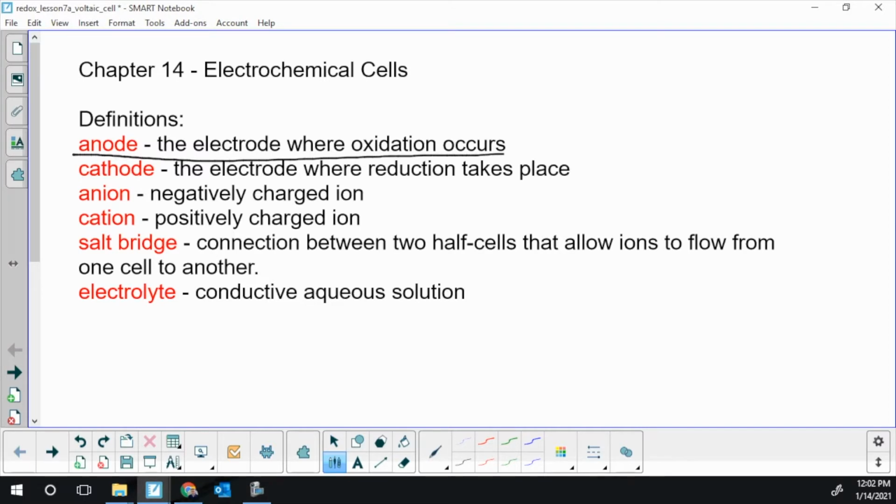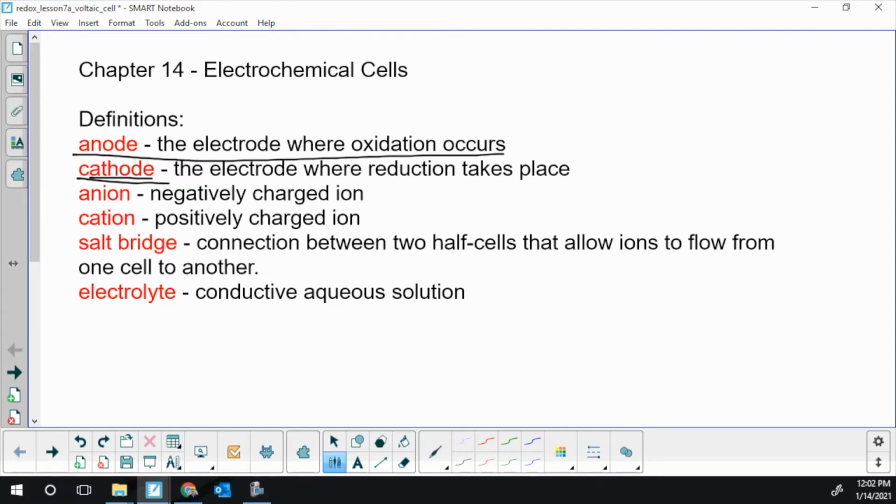Okay, there's a lot of vocabulary in this unit. In the previous unit and in this one, we had oxidation, we had reduction, we had OAs, we had RAs. Now that we're doing cells, anode and cathode are two key definitions. When you can figure out which of the electrodes, which metal end has oxidation, you found the anode. Where reduction occurs is where the cathode is going to be.